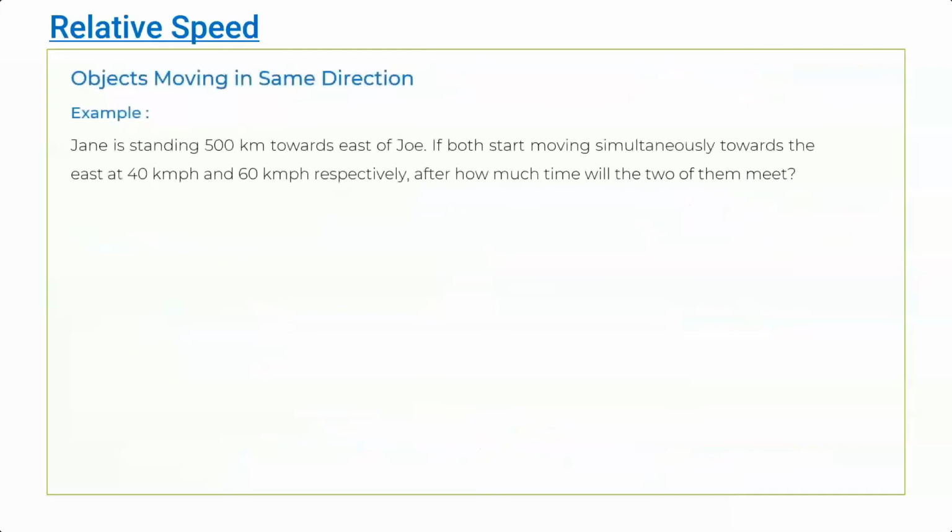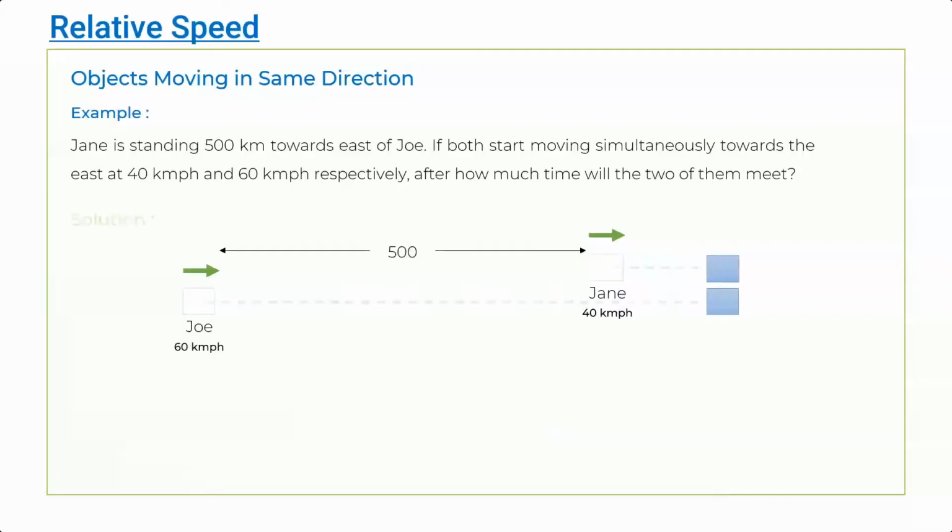Now, these were the two cases where bodies are moving in opposite direction. You could also have a case where bodies are moving in the same direction, something like this. They would have a distance of 500 in between them, and they're moving in the same direction. And the question would ask you after how much time would they meet. Okay. Now notice here that in this case, and this one I'm going to do directly, the formula would remain the same. Okay.